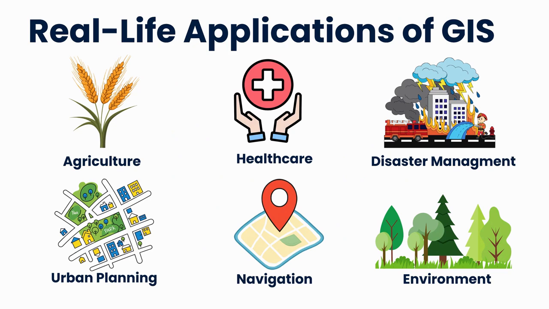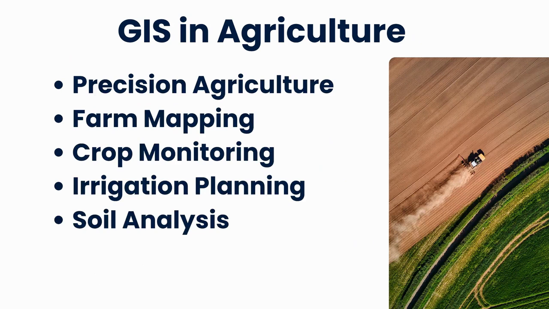Since this channel is about agriculture, engineering, and GIS, let's talk about agriculture for a moment. Modern farming is changing very fast. Today, farmers don't just rely on experience, they also use technologies. GIS helps them map their fields, monitor crop health, plan irrigation, study soil, and increase production.